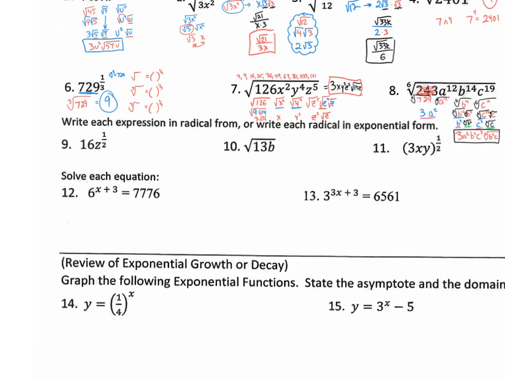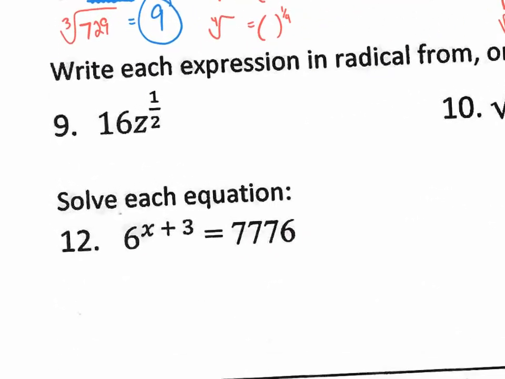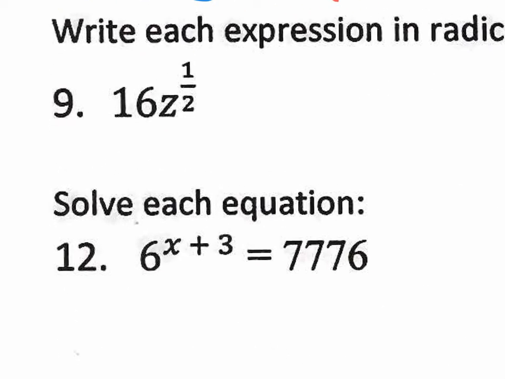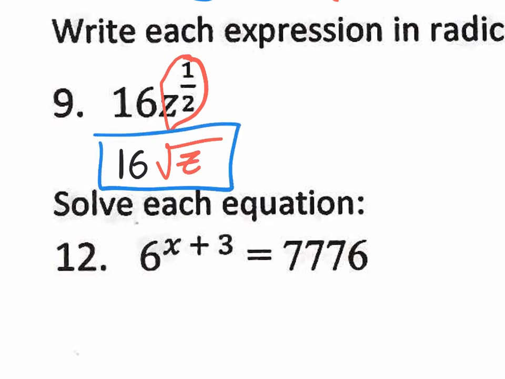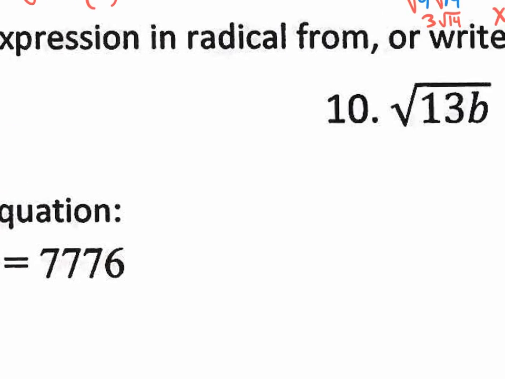Jumping to the next section, write each expression in radical form. We already know that the power of 1/2 is the square root. However, right here we see that z to the 1/2, that's the square root of z. The only thing that has the power of 1/2 is z, not 16. So this really becomes just a 16 in front and the square root of z. So that is your answer, 16 square root of z. Let's move on to number 10.